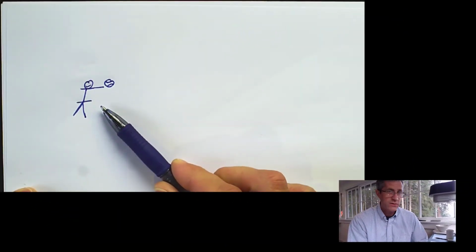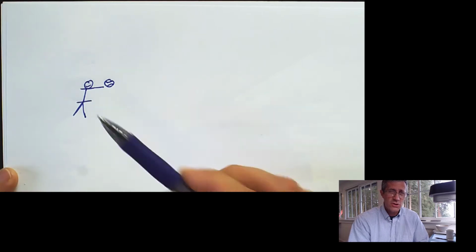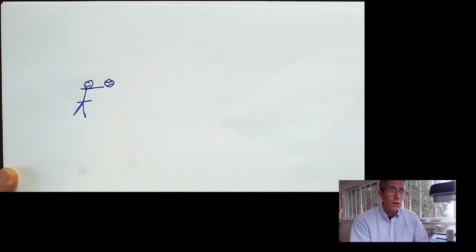Here's the challenge: I have somebody who's going to throw a ball straight up. As soon as I let go of the ball, it's in free fall. It doesn't matter the direction it's going. As soon as I let go of it, it's in free fall. The only force it's experiencing is gravity pulling it down.